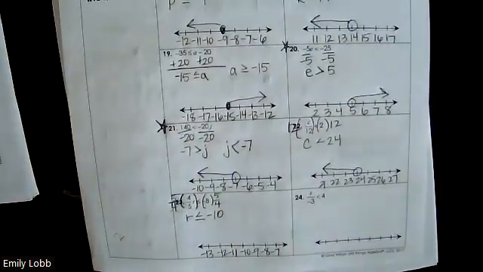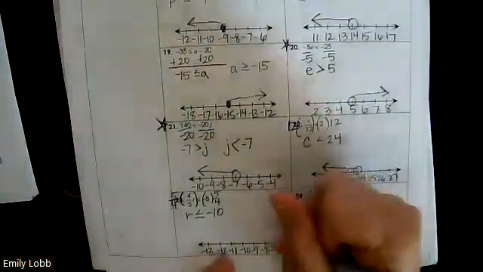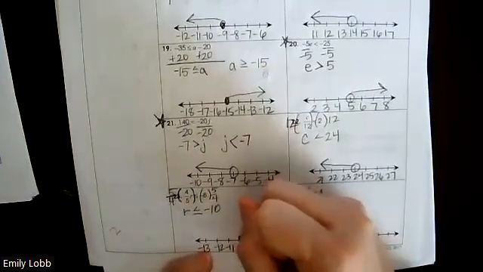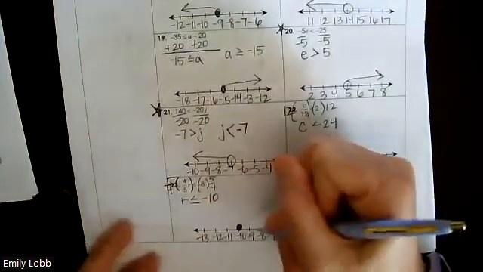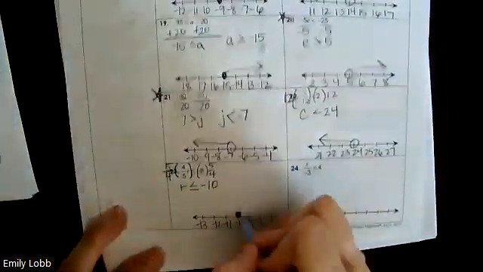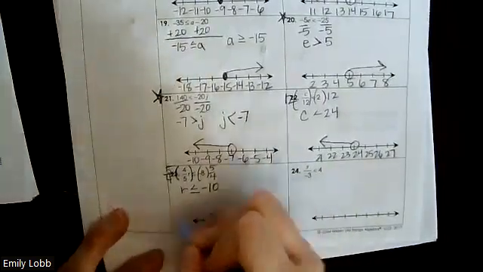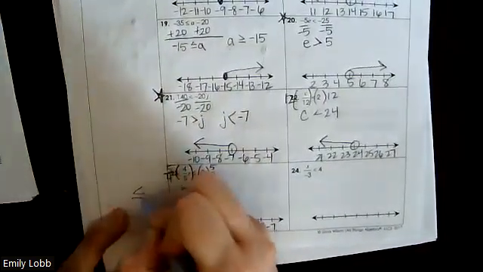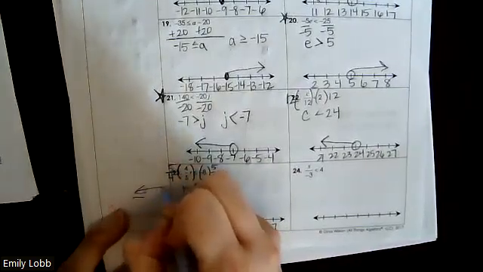Open or closed at -10? Closed. Well done. We got that part down pat for sure. To the left or to the right? Good. Make sure you're thinking about your symbol. You need to draw it off to the side and make an arrow from it, right?